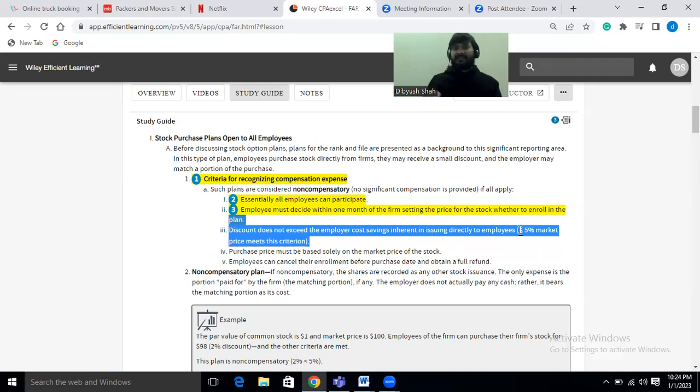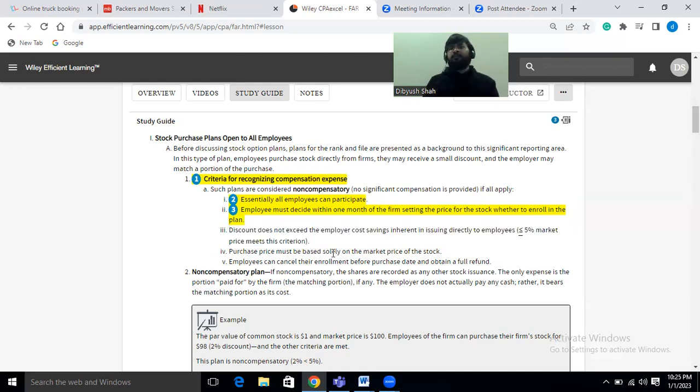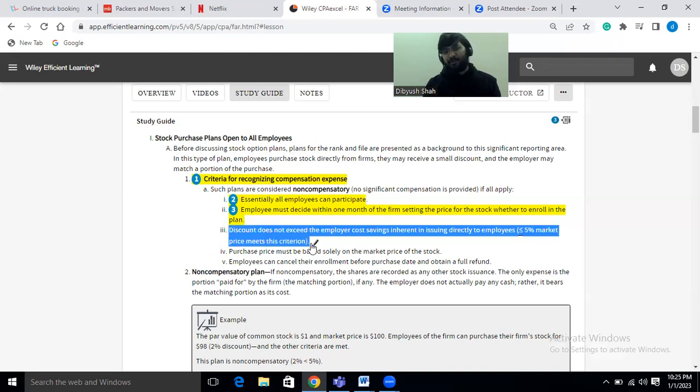The price is set on an initial date and employees have to respond to this offer within 1 month. So the price is already set. It can't be changed according to the stock market movements later on. So the market price on that date is considered, and the discount should not be more than 5% of the market price. Up to 5% satisfies the criteria. It will still be considered a non-compensatory stock option because it is available to all the employees. Employees have a 1 month time period and the discount is not more than 5%.